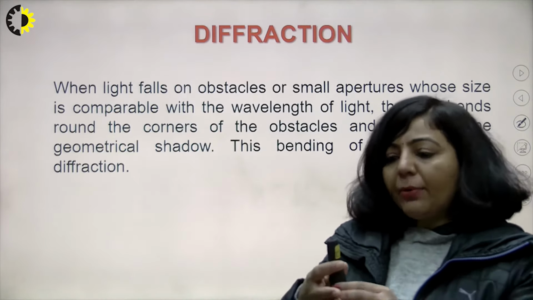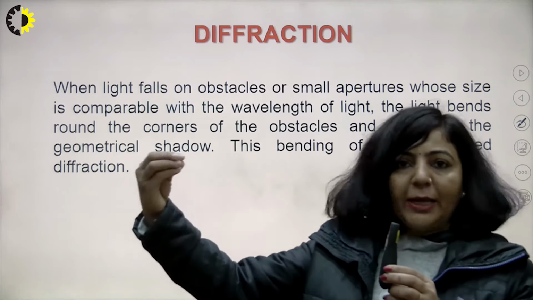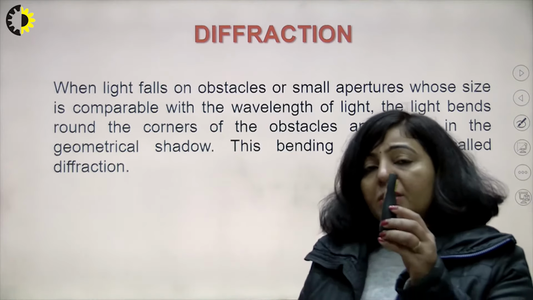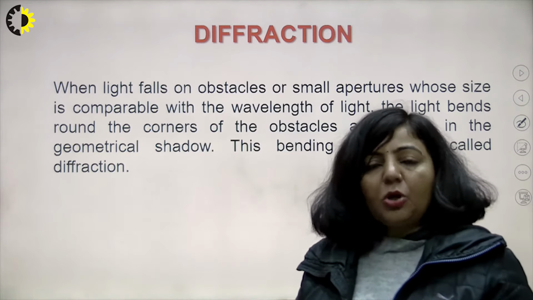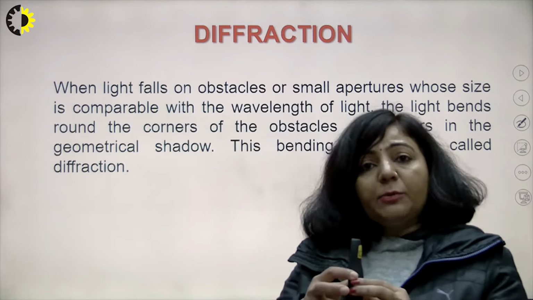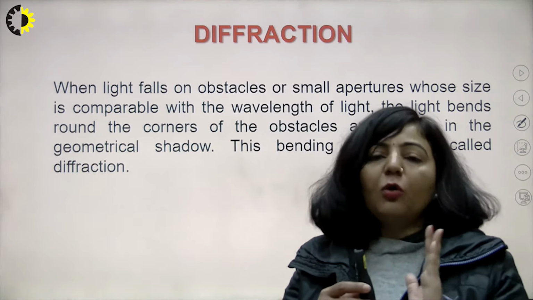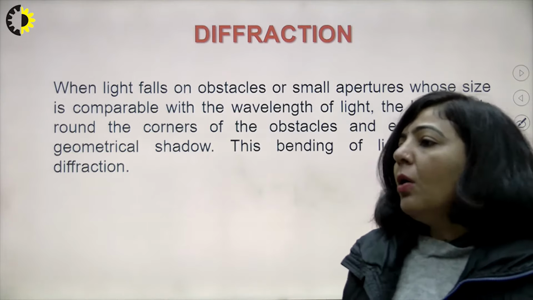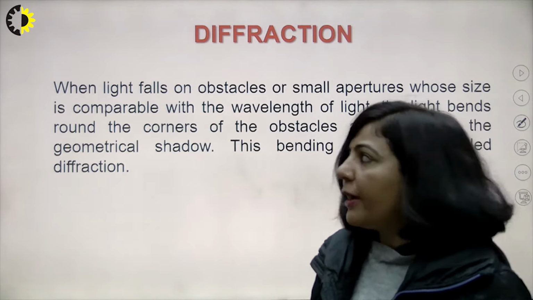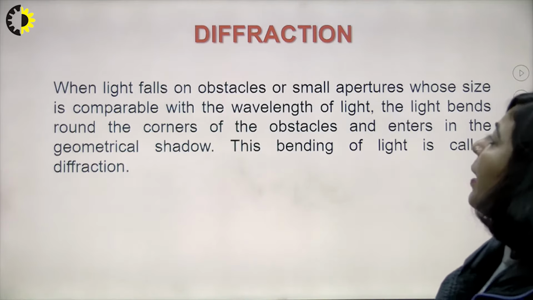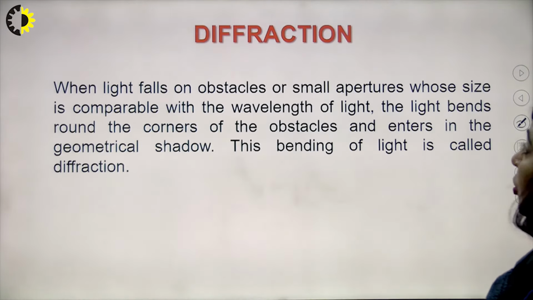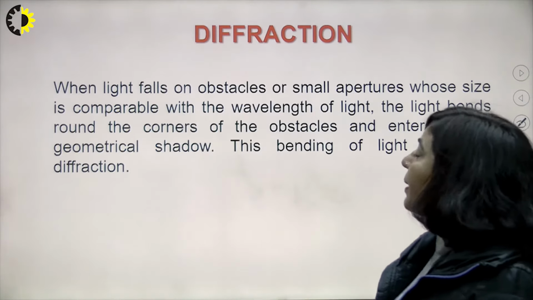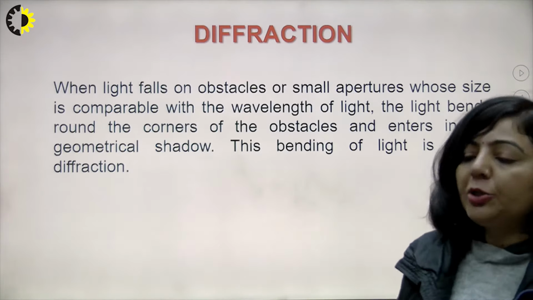Or suppose you have an obstacle in the path of light. Suppose the light source is present here, and from that source you are getting light radiations. Suddenly, if there is an obstacle in the path of light, then light will spread into the geometrical shadow of this obstacle. That spreading into the geometrical shadow, or that bending of light, is known as diffraction. That is also mentioned over here: when light falls on an obstacle or small aperture whose size is comparable with the wavelength of light. So that is the main condition.